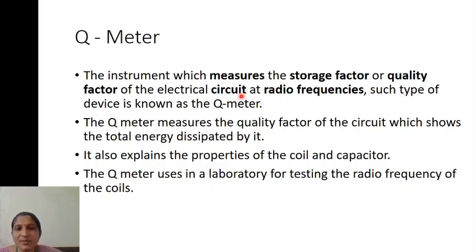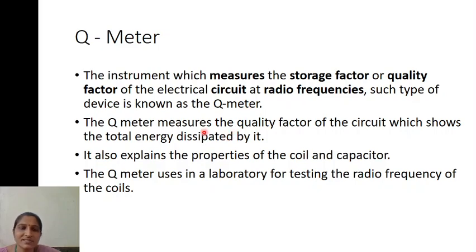So what is the formula for quality factor? Quality factor is equal to omega L by R, that we all know. Q is equal to omega L by R. That is, it is the ratio of reactance to the resistance. Or we can also mention it as the ratio of the reactance voltage, that is the inductance voltage, to the resistance voltage. We can also write that.